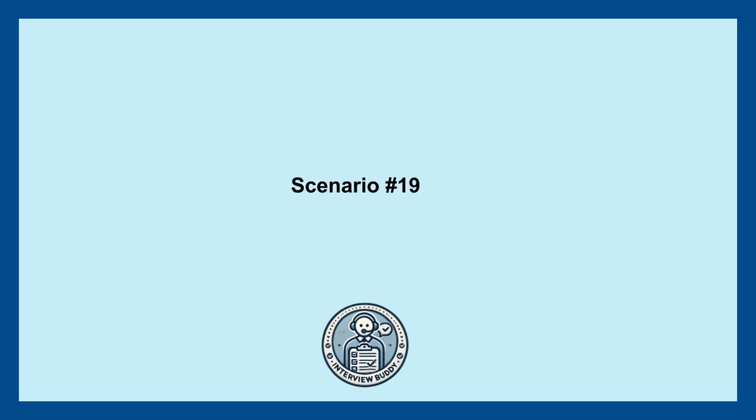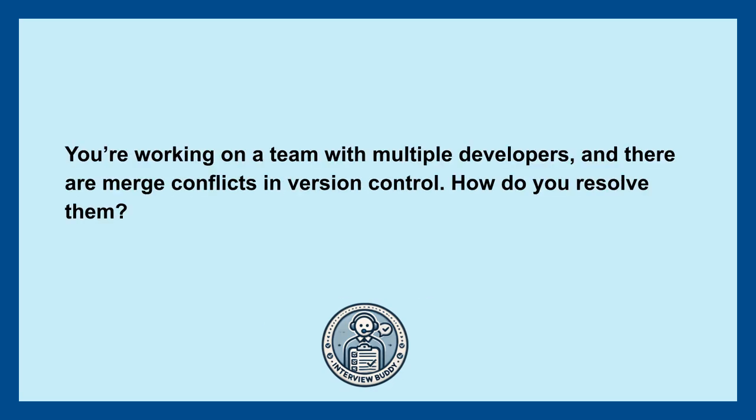Scenario number. You're working on a team with multiple developers, and there are merge conflicts in version control. How do you resolve them?